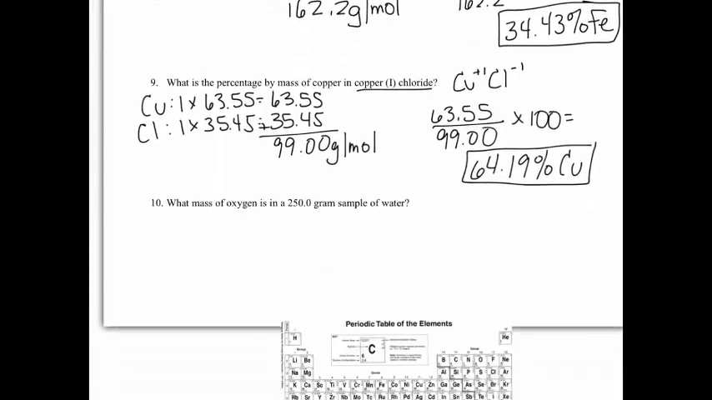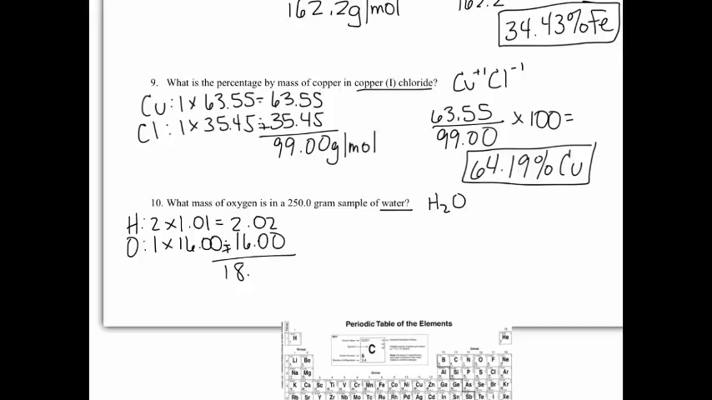We have one more, and not surprisingly, this time we're asking for mass. So this one we're not going to multiply by the 100, we're going to multiply by the mass they gave us. And the sample is water. So water is H2O. We did this at the top, but I'll walk through it here. We have 2 hydrogen atoms for a total of 2.02. For oxygen, we have 1 for a total of 16. When we add that up, we get 18.02 grams per mole.